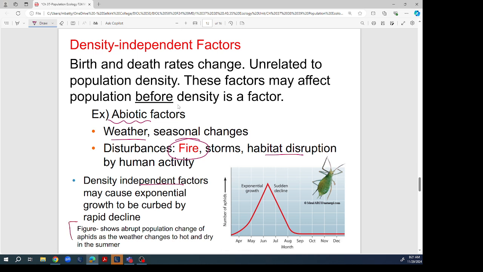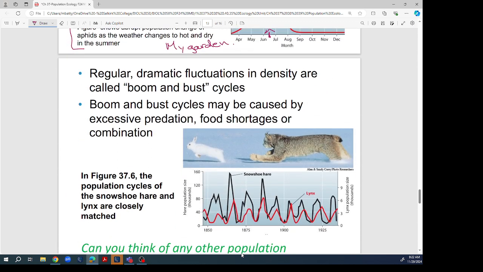And I put this graph in because this is pretty much my garden. I've got some lupins that like to self-seed, and I always have aphids come in, and I wait for these really hot temperatures that cause a sudden decline in my aphid population. And so these could be anything that isn't dependent on the size of the population, but just those abiotic factors, those environmental factors generally, that cause an impact to that population size.